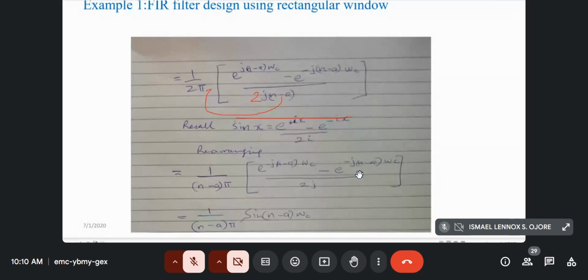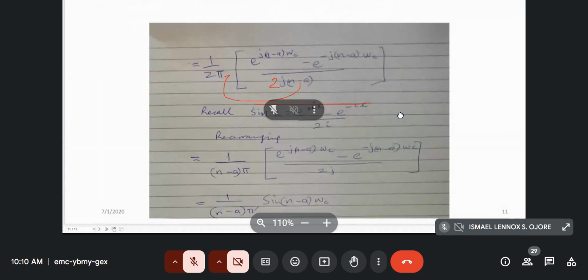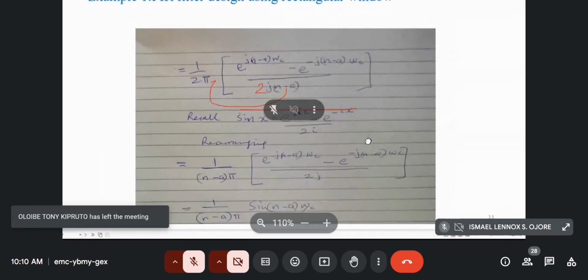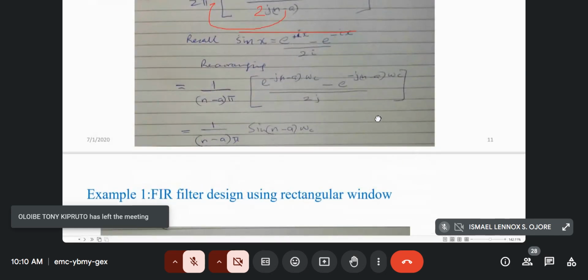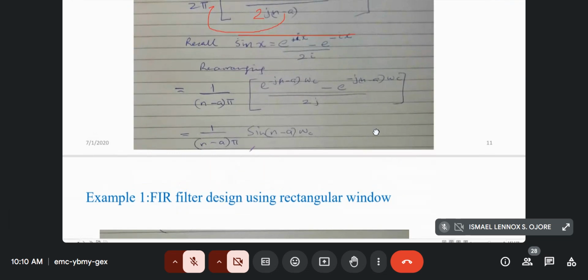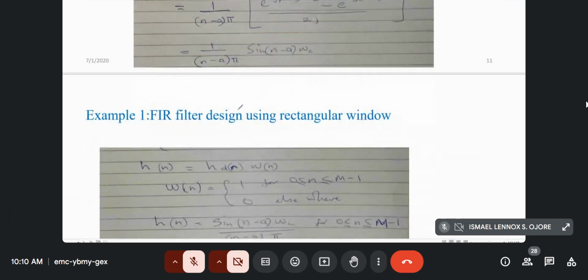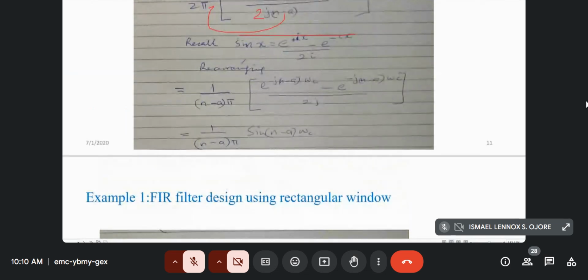So you get this: 1 over (n minus a) pi times sin((n minus a) omega c). And of course, this is familiar. You can see this should be, no, it's not exactly as assumed. So that's what we have.